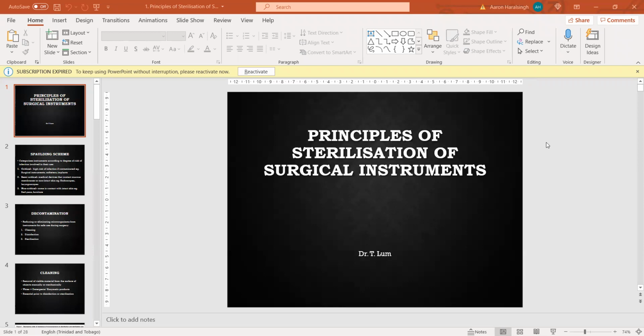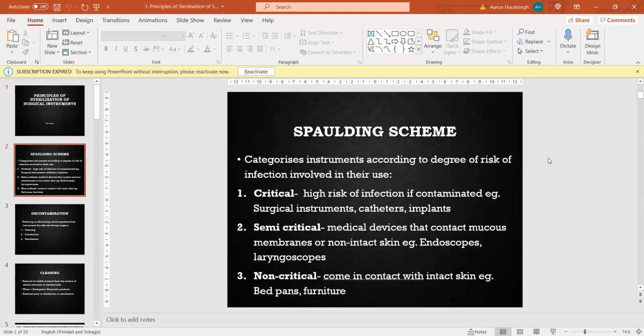So we're going to look at the principles of sterilization of surgical instruments. As a matter of fact, we're going to just cover sterilization and disinfection, decontamination on the whole, and the principles involved in all of that. So I think a good place to start is with some of the definitions.